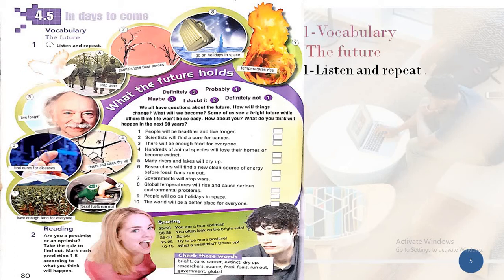So I am not going to give you an answer key for reading. Why? Very simply because the answer depends on the way of your thinking. So here we have 1, 2, 3, 4, 5. 1, definitely not. 2, I doubt it. 3, maybe. 4, probably. 5, definitely. So we use these five phrases for the sentences 1 to 10.